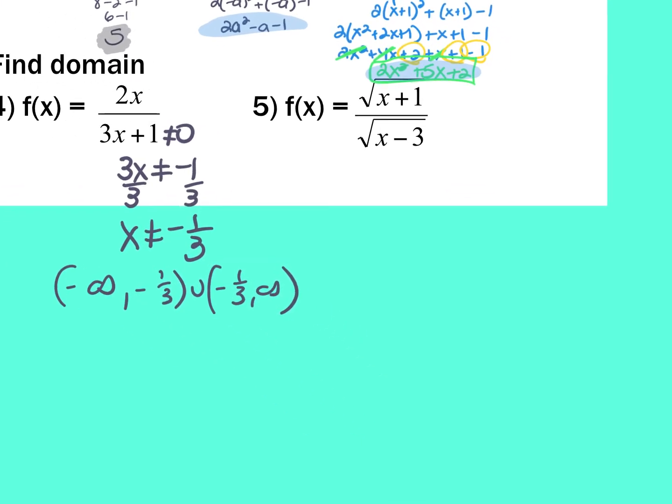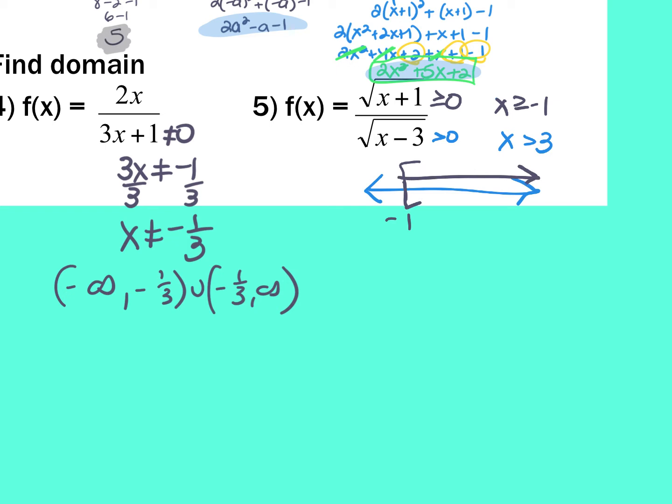5, I've got the square root in the top, so this has to be greater than or equal to 0, and then I've got a square root in the bottom, so this has to be greater than 0. I get x is greater than or equal to negative 1, and x is greater than 3. This is an and statement, so I have to find the range in which both of these are true. If you need the visual number line, use it. Negative 1 is here, greater than or equal to that is from negative 1 all the way to positive infinity. Solid dot, bracket, doesn't matter, you're including that point.